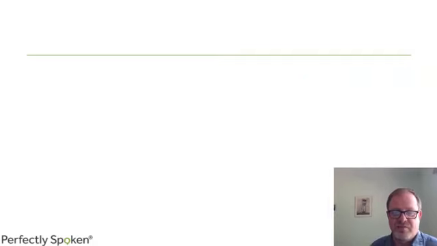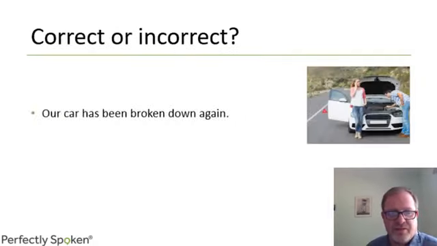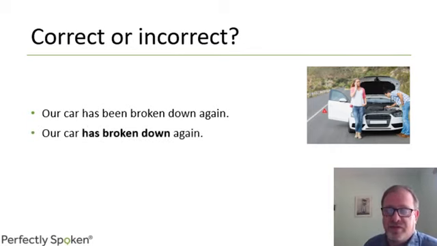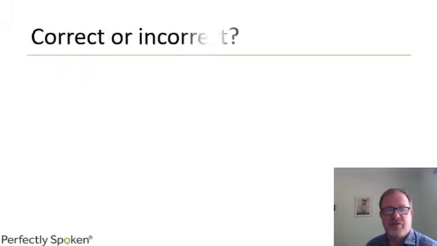Okay, here's the next one. A car has been broken down again. Well, it should know, to break down is an active verb. So it should be a car has broken down again. This is not, or shouldn't be, a passive. A car has broken down. The car actually breaks down. It's an active verb. Okay, here's the next one.